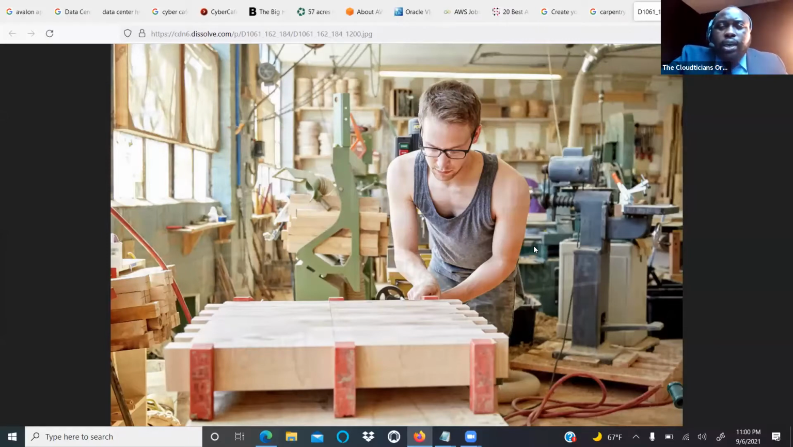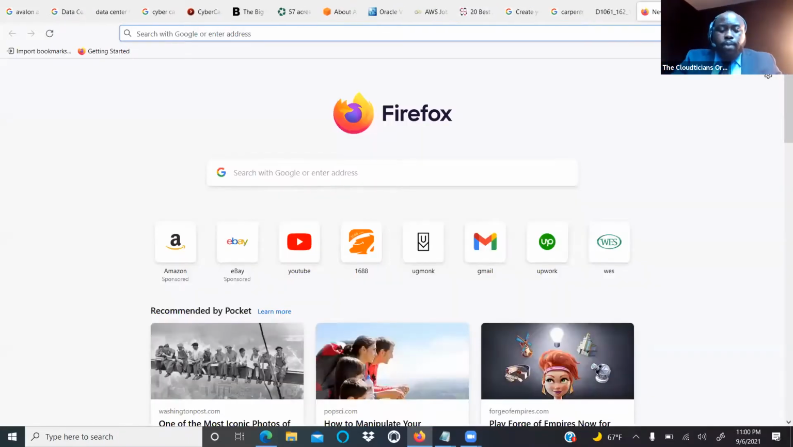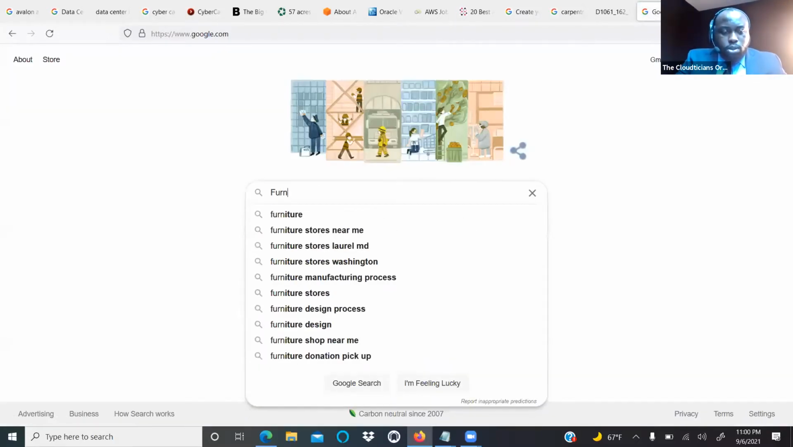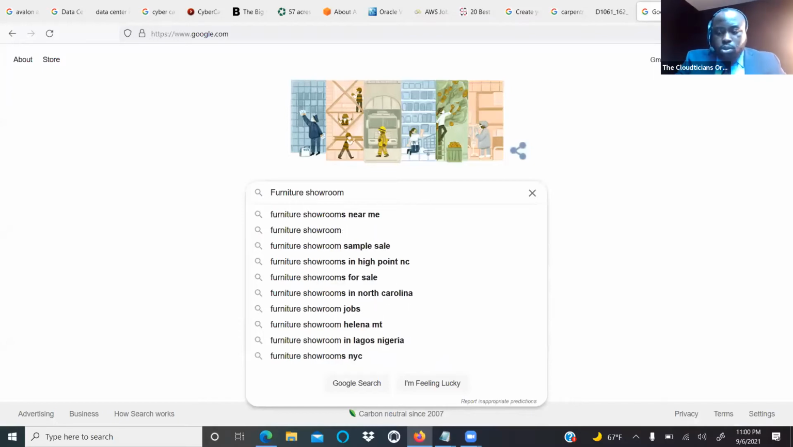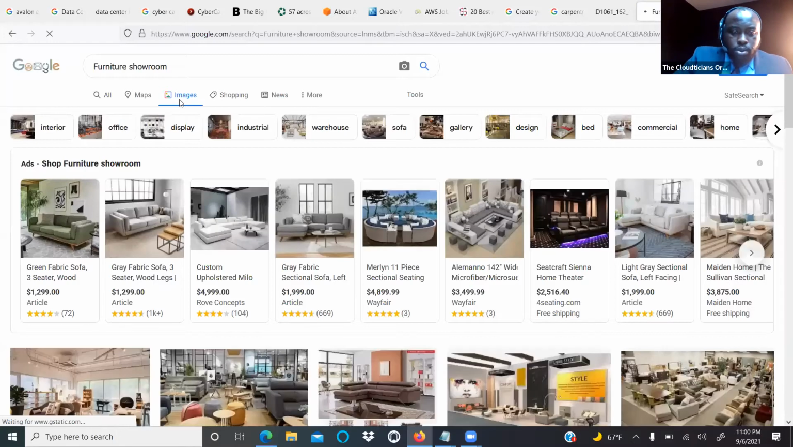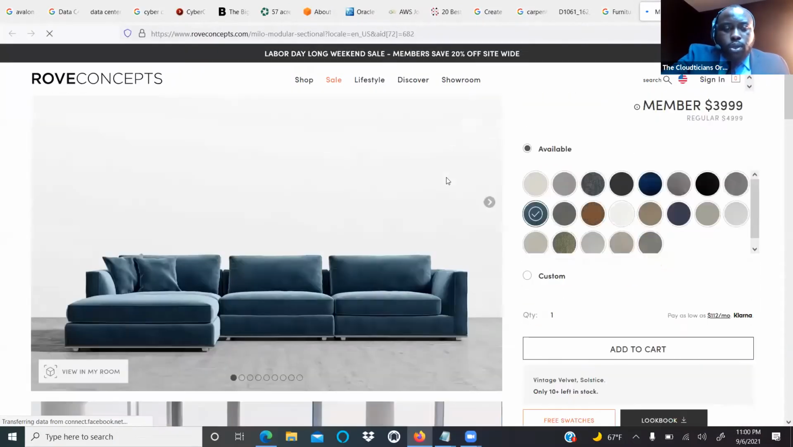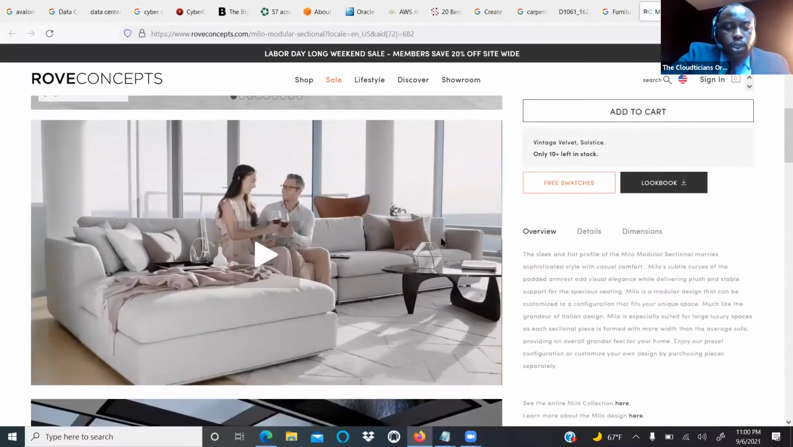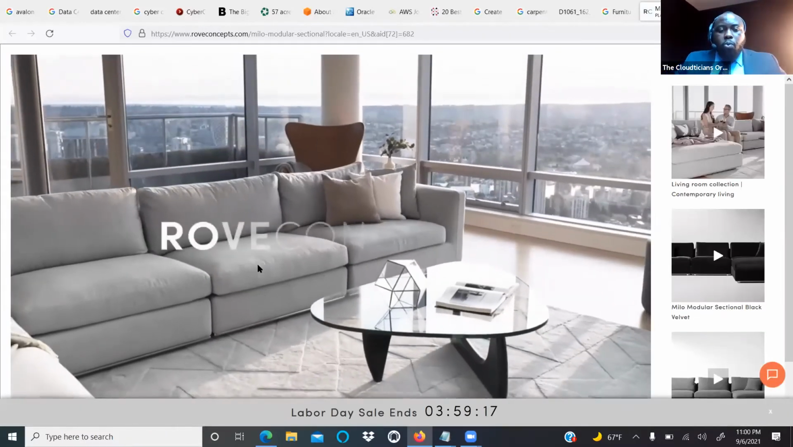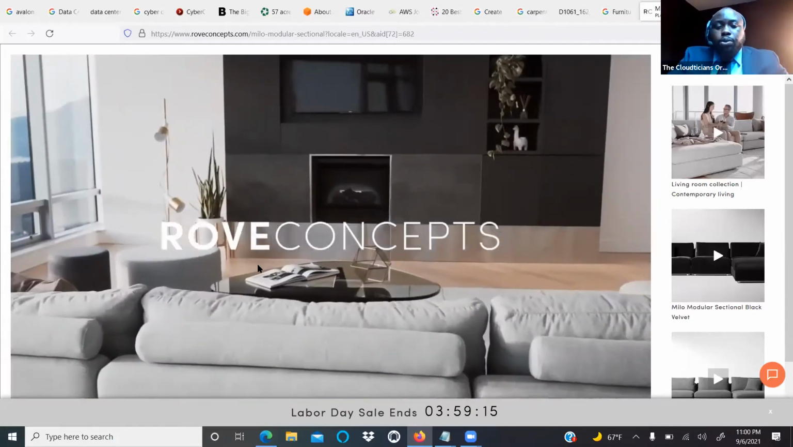Then the production environment. Wow, look at this one, look at this. This is a showroom. It shows us what it will look like in your house.